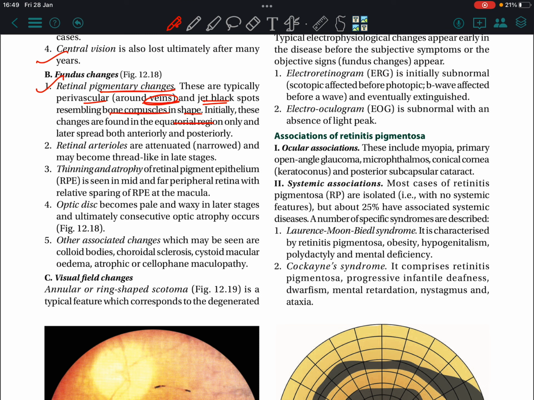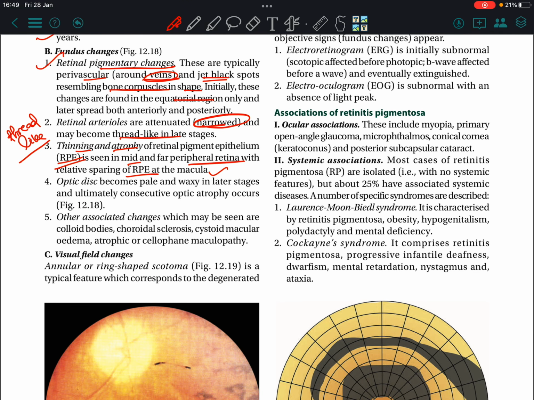Retinal arteries are attenuated and narrowed, and may become thread-like in late stages. Thinning and atrophy of the retinal pigment epithelium, RPE, is seen in the mid and far peripheral retina, with relative sparing of the RPE at the macula.